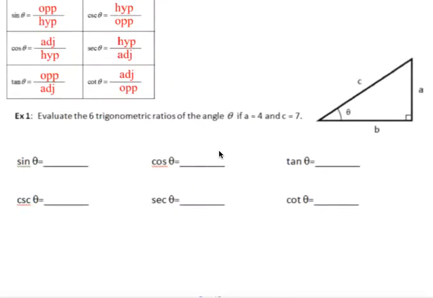This is Advanced Algebra 6.1. We're going to look at example 1, and this is going to be using our 6 trig functions. So we have a triangle here.